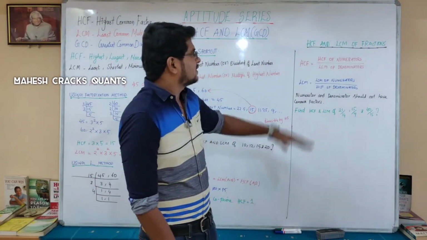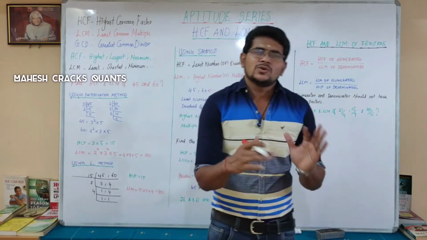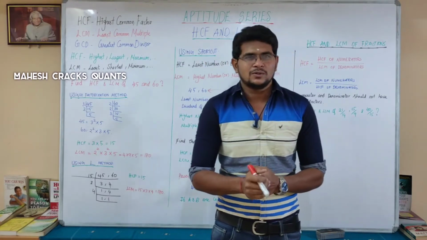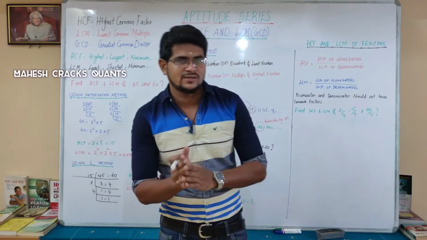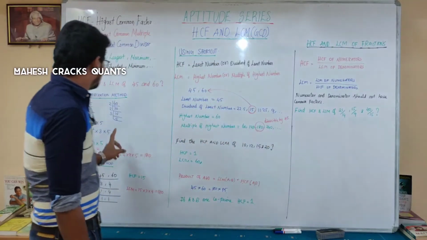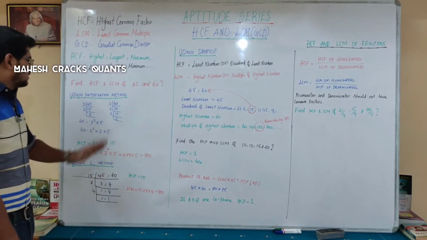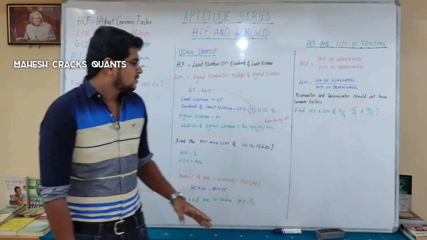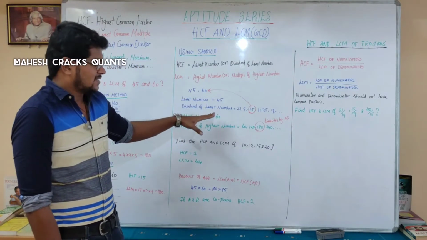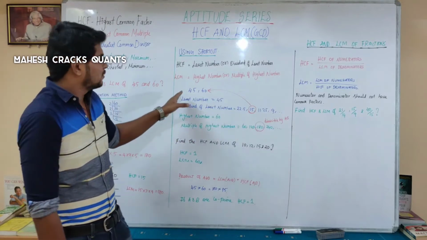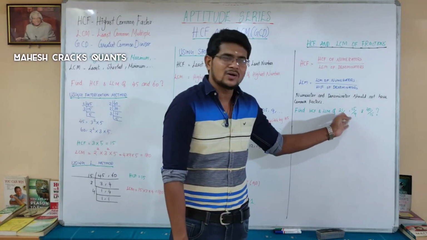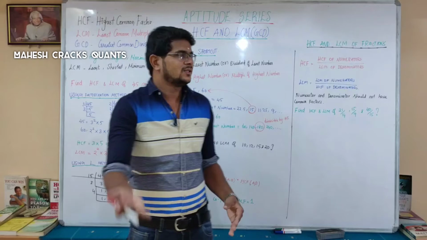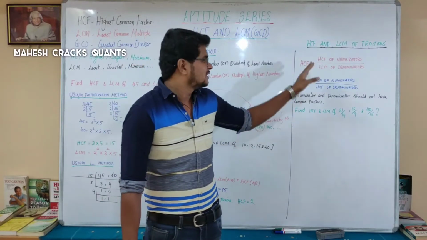Next, get into the HCF and LCM of fractions. If the question is in fractions, how will you solve HCF and LCM? You cannot use the L method, and at the same time, you cannot use the factorization method for fractions. You can use them, but you may not get the highest value or product easily. That is why you have to use this method.